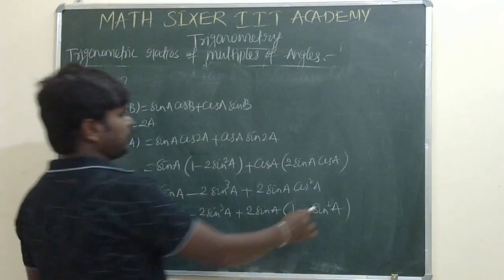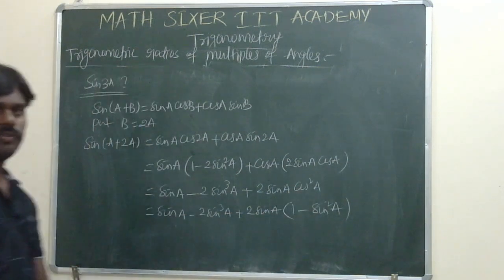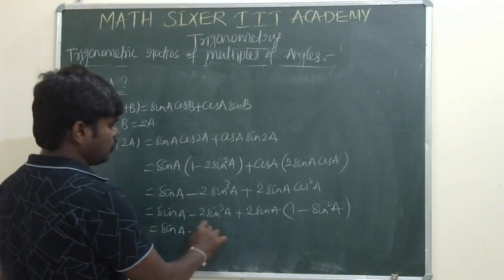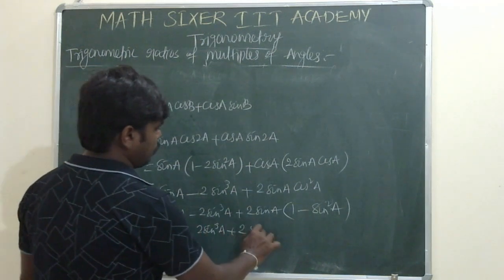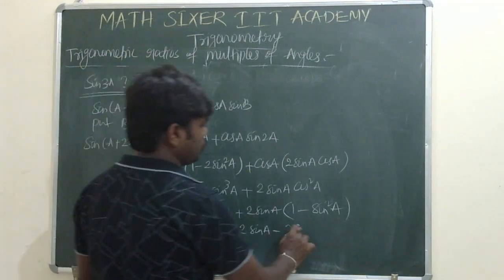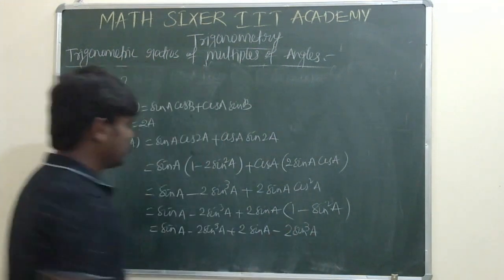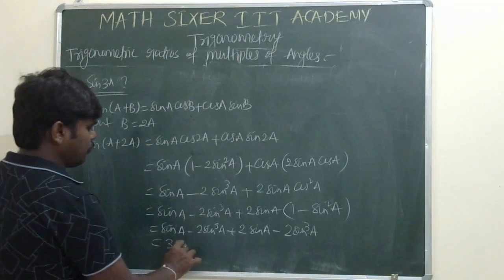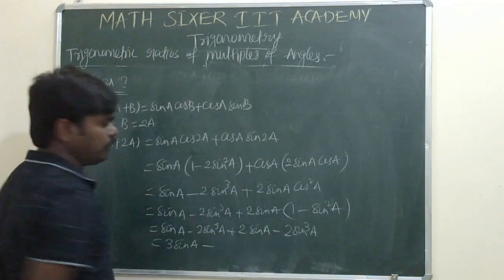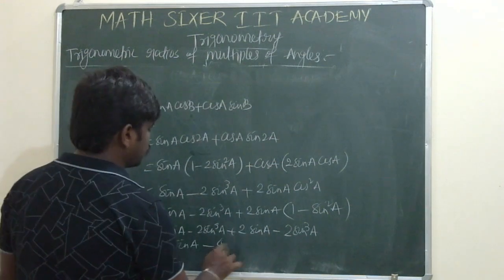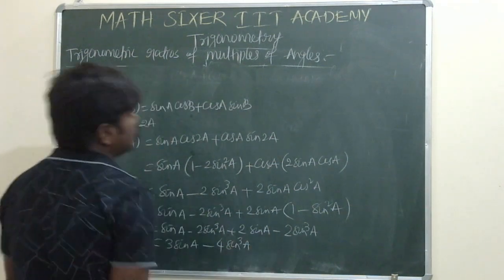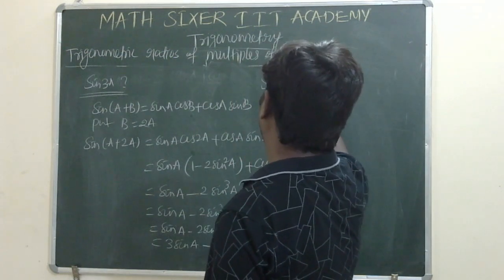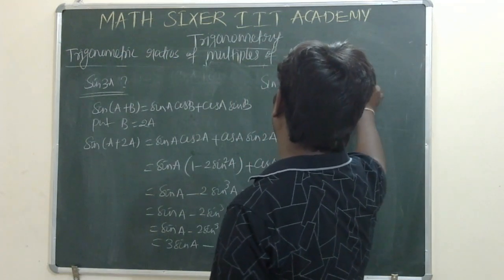So after conversion of the cos square a in terms of only sine, here you will get sine a minus 2 sine cube a plus 2 sine a minus 2 sine cube a. Okay, so here sine a plus 2 sine a becomes 3 sine a, minus 2 sine cube a minus 2 sine cube a means minus 4 sine cube a. So hence the formula of sine 3a is equal to 3 sine a minus 4 sine cube a.